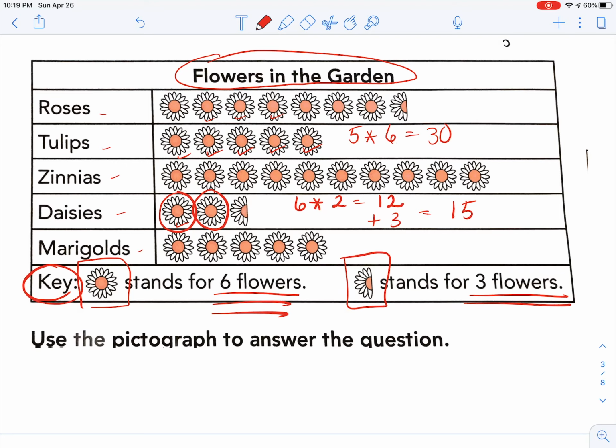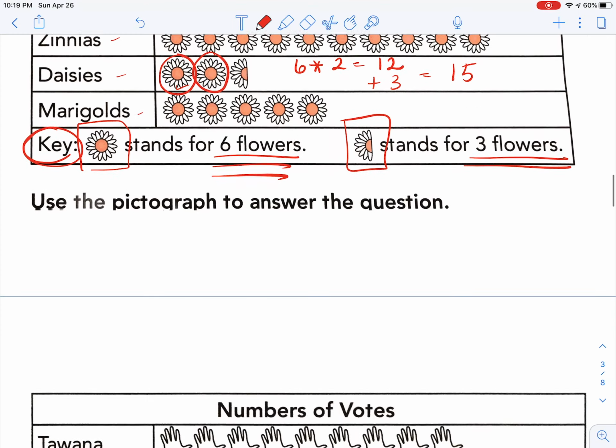Always good to be familiar. Remember, all charts, tables, and graphs need a title. And to be sure, if there is a key, like in this particular one, that you become familiar with what the key represents.